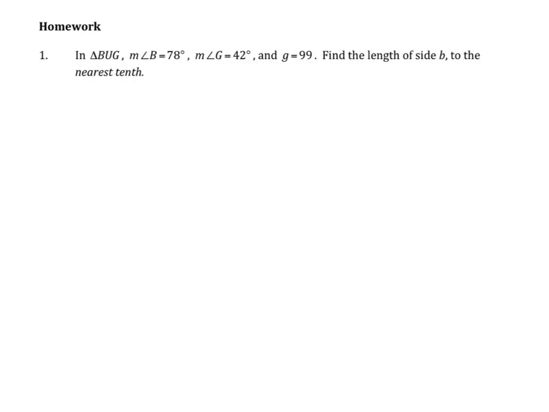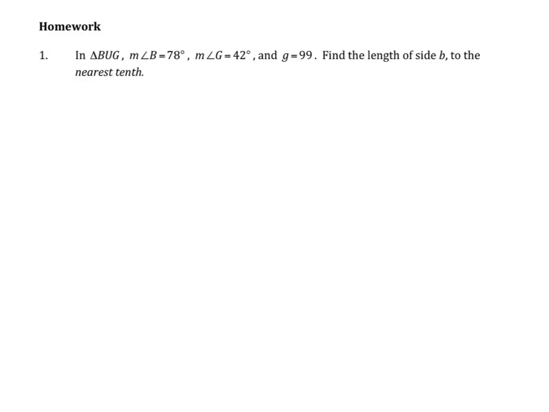In triangle BUG, the measure of angle B is 78 degrees, the measure of angle G is 42 degrees, and G is equal to 99. So we have two angle measures and the length of the side G, which is across from angle G. Find the length of side B to the nearest tenth.